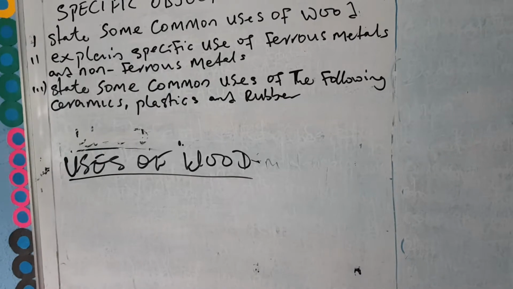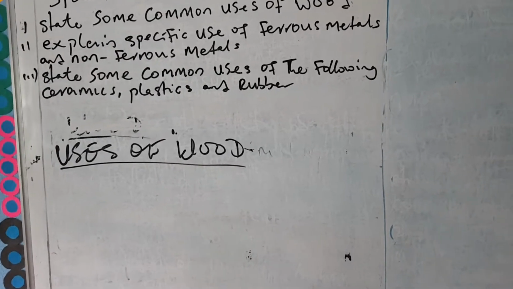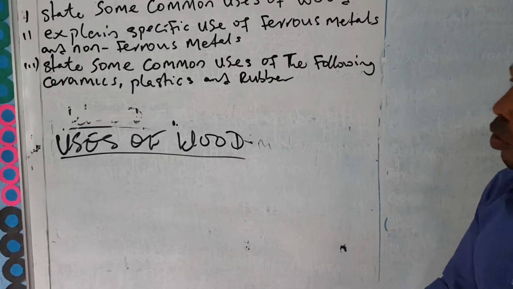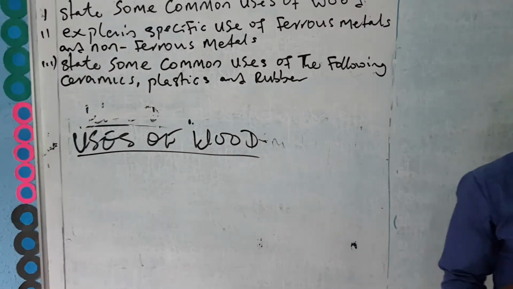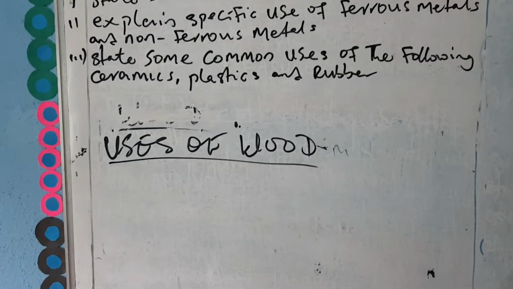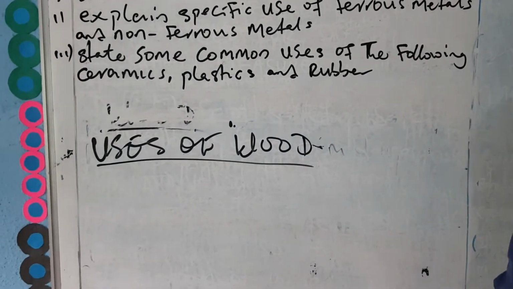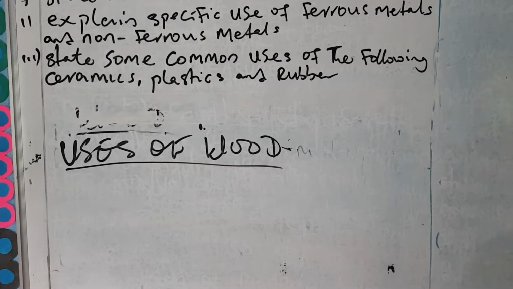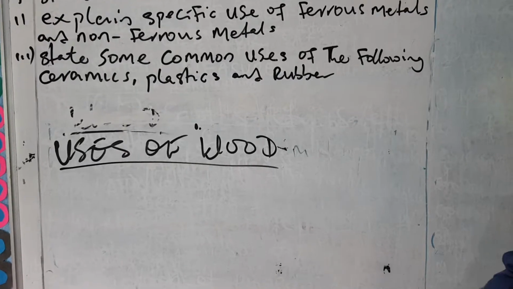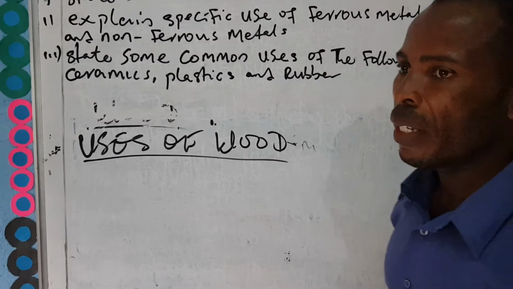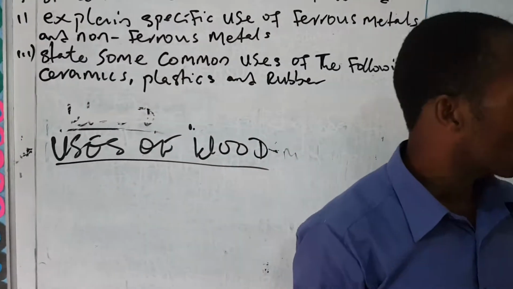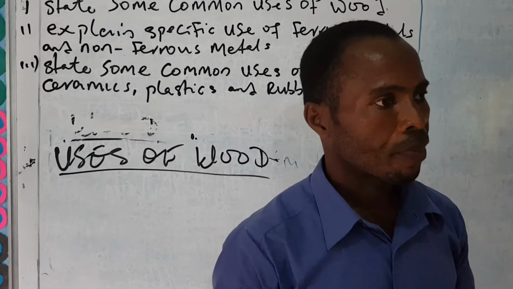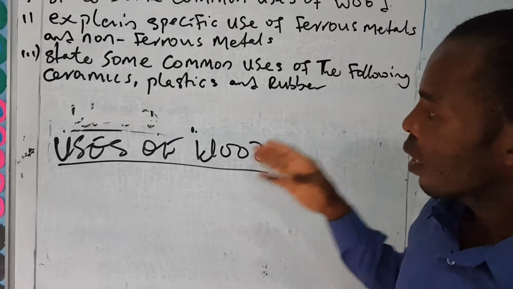Number 2, use of wood. It is used in building construction. For example, take a look at the building. You see the roofing of our house is the product of wood. Now you look at the door and the windows. The doors are a product of wood. Even the windows, they are all products of what? Wood.